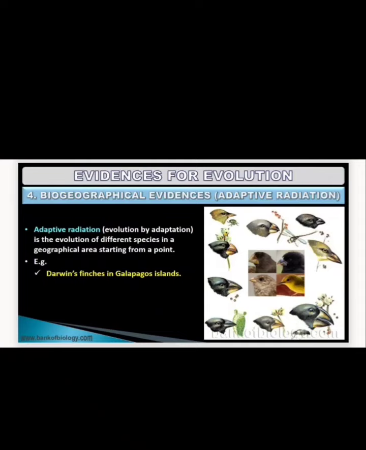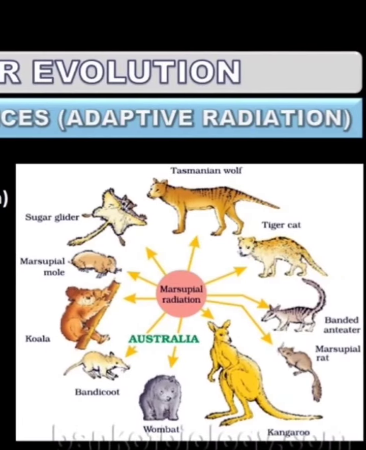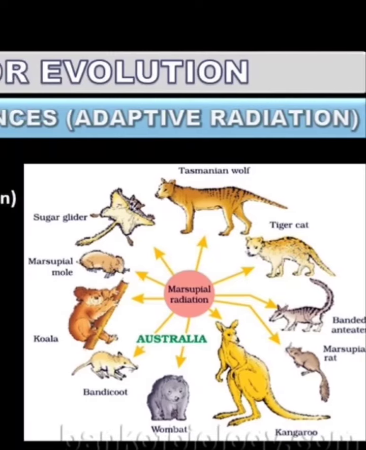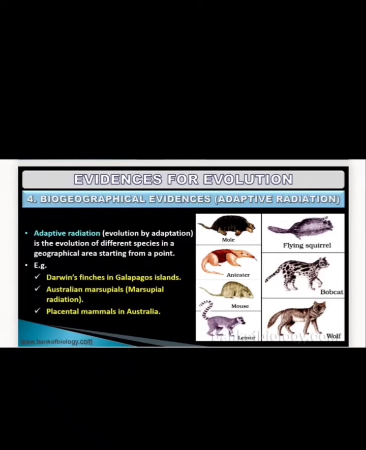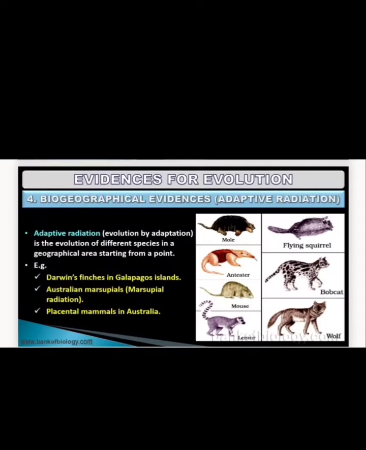So by Darwin, you can see how adaptive radiation has occurred. Different organisms have different adaptability, based on what kind of food they are getting there. You can also see placental mammals in Australia. All of them are adapted to that particular geographical region.